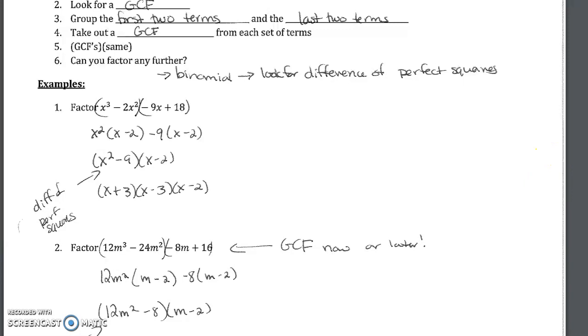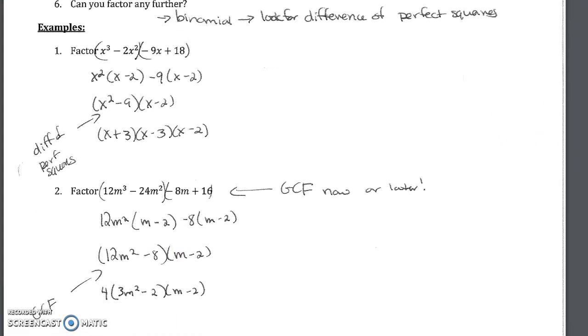But hopefully you notice with 12m squared minus 8 that there is a GCF. What can you take out of 12m squared minus 8? What do they have in common? You can take out a 4. If you take out a 4, you are left with 3m squared minus 2 and m minus 2.